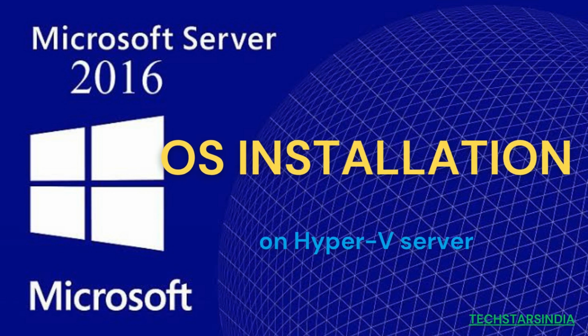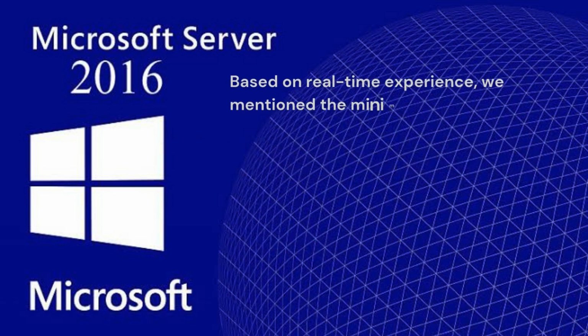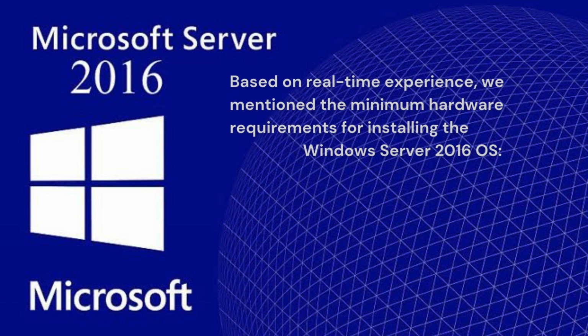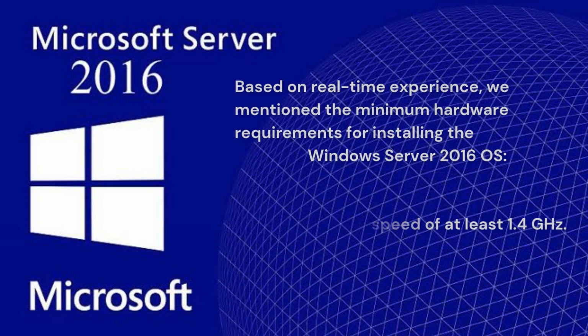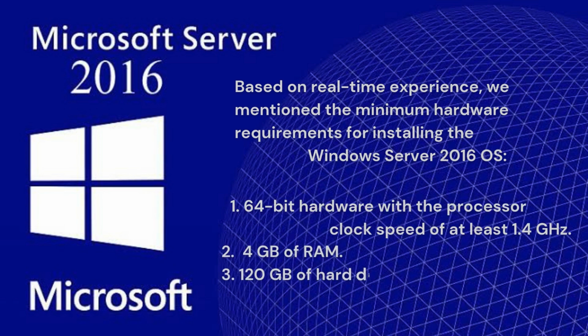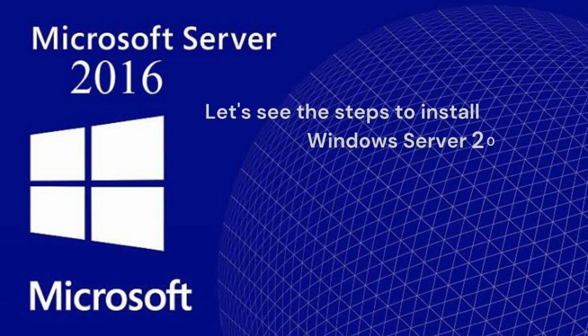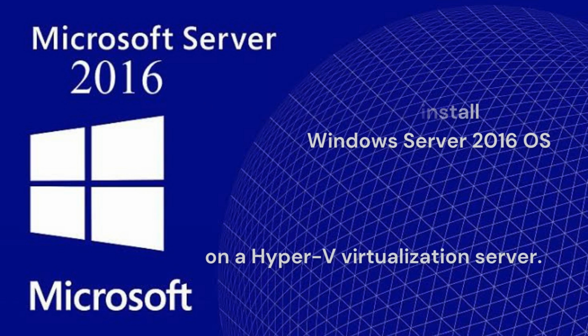Welcome to TechStars India. Minimum hardware requirements for installing the Windows Server 2016 OS: 64-bit hardware with a processor clock speed of at least 1.4 GHz, 4 GB of RAM, and 120 GB of hard disk space.